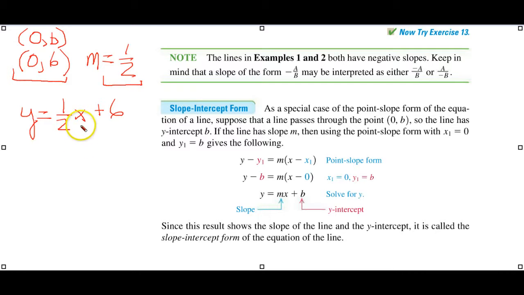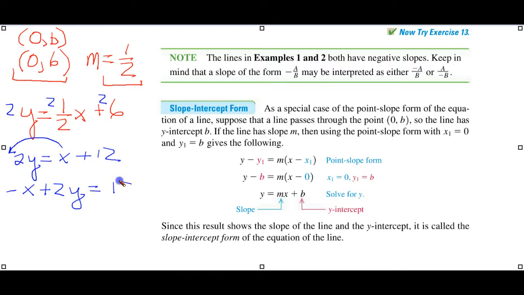Now, if you wanted that in standard form, again, what you would do is get rid of the fraction by multiplying everything by the 2. You get 2y equals x plus 12. No fraction now. And then you take your x term, transpose that to the other side. That becomes a negative x plus 2y equals 12.